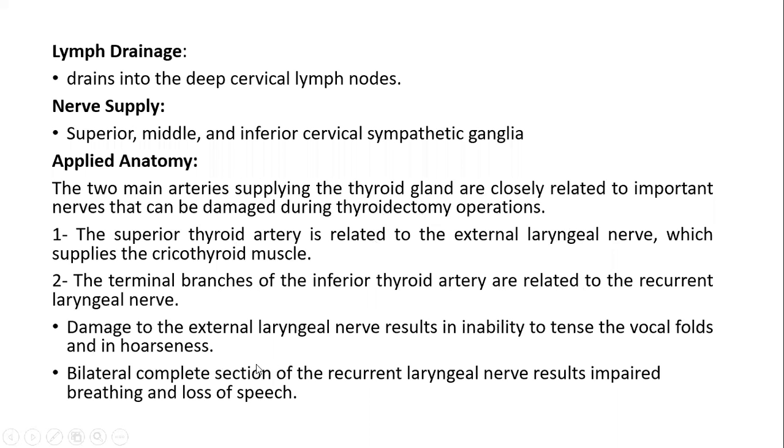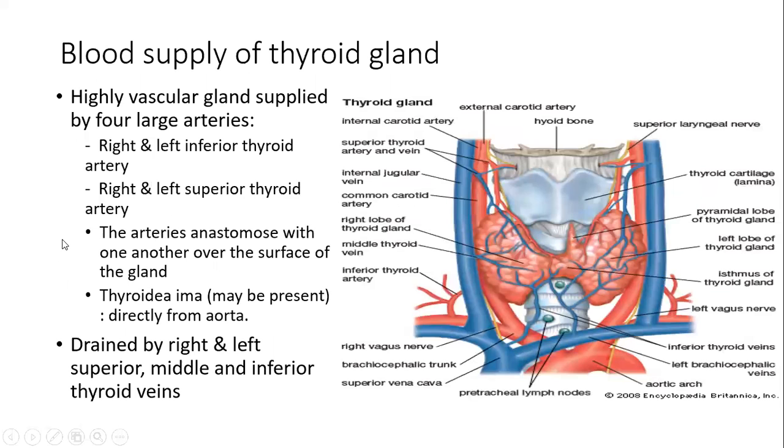Damage to the external laryngeal nerve will result in inability to tense the vocal folds, and there will be hoarseness of voice. Bilateral complete section of the recurrent laryngeal nerve results in impaired breathing and loss of speech. So such is the importance of the recurrent laryngeal nerve. If one side is damaged, then it leads to hoarseness of voice. If it is bilateral damage, then it leads to impairment of breathing as well as even loss of speech. So these nerves should be very carefully handled during thyroidectomy operations.